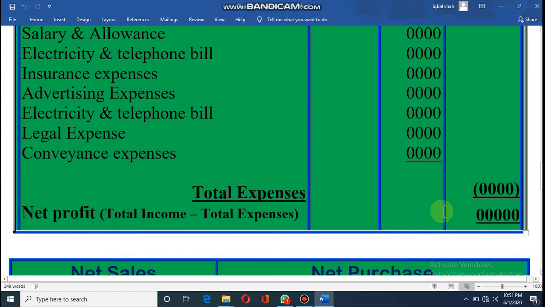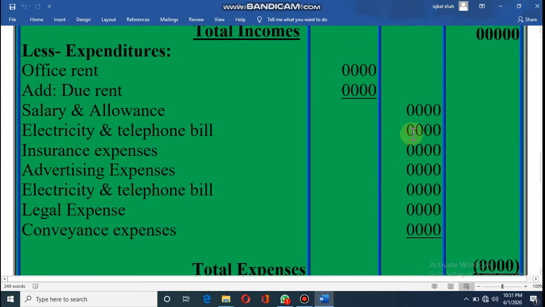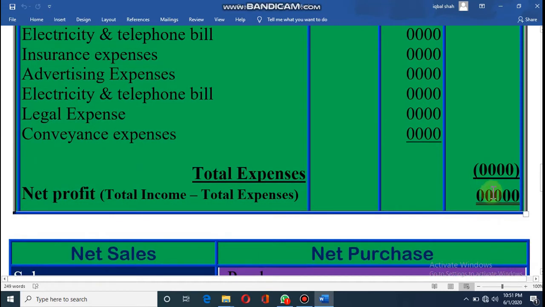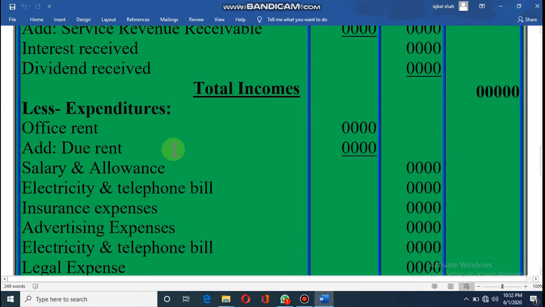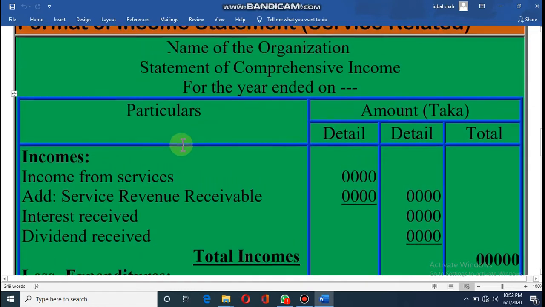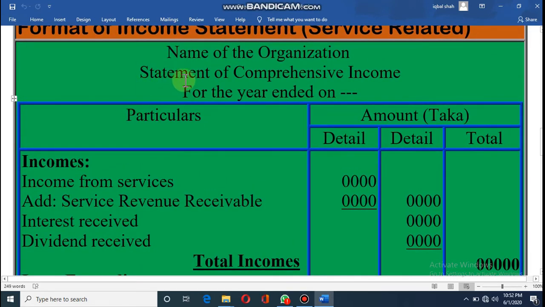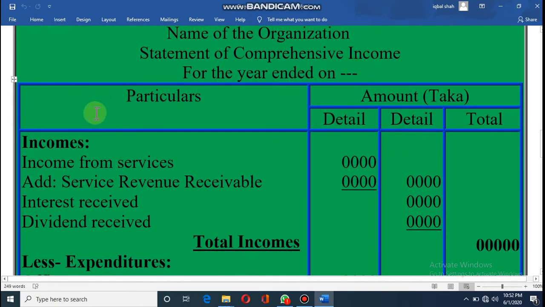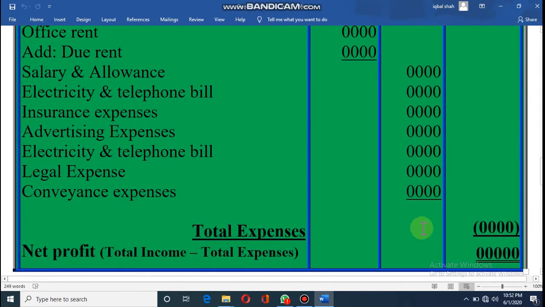Dear student, one important question may arise. If income is less than the expense, of course it is a loss. That means if expense is more than the income, then the result will be negative, and the negative result will show the net profit as a loss. You know, in all organizations there will not be profit. In some organizations there may be loss. Dear student, so you understand how you can find the income or profit of a service related organization. Again I am telling, total expenses will be subtracted from total income, then you will find the net profit. I hope you understand.